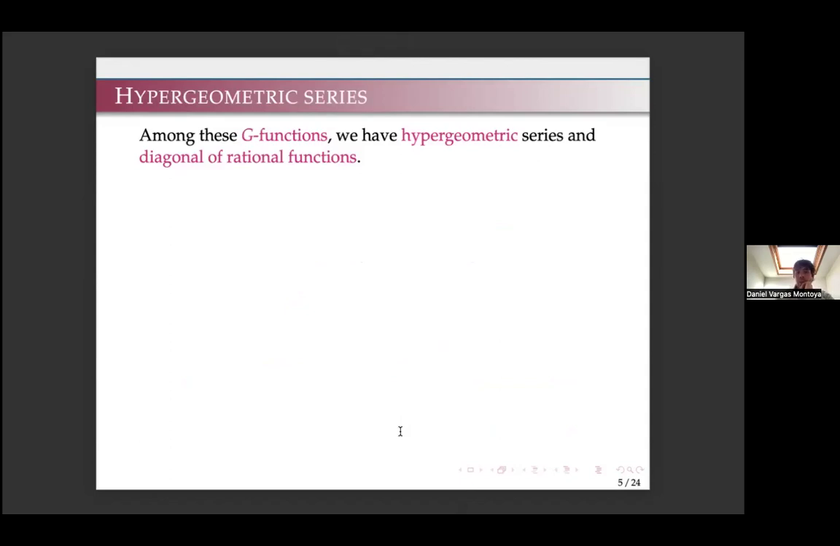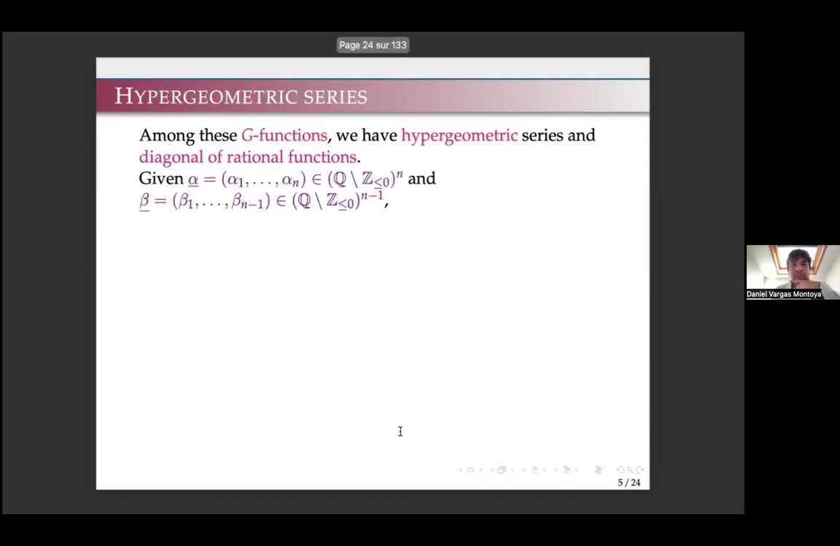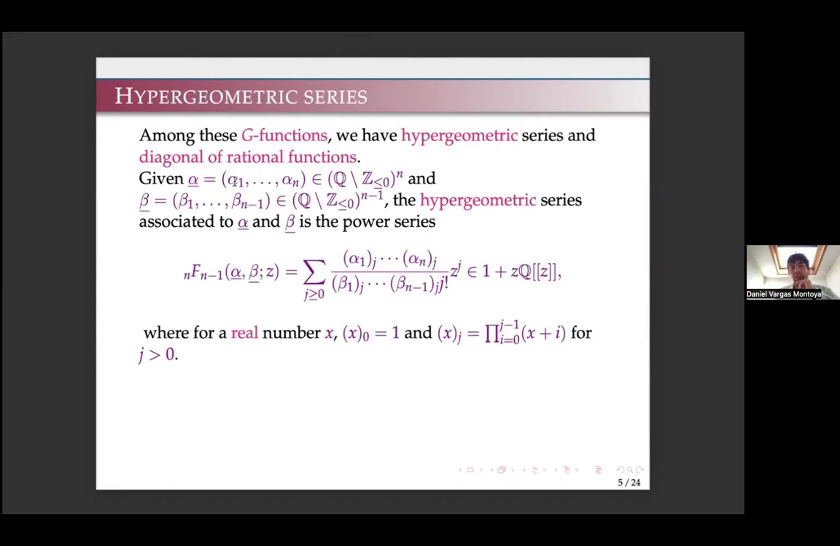So here is the definition of the hypergeometric series. Maybe you know this definition, but I'm going to recall it. We take two vectors alpha and beta with coefficients in Q, which are not negative integers. The hypergeometric series associated to alpha and beta is given by this expression, where this symbol is the Pochhammer symbol. This symbol is defined as follows: for a real number x, (x)_0 is 1, and (x)_g is the product from i=0 to g minus 1 of x plus i, for g bigger than 0. So that is a power series with coefficients in Q, and the constant term is 1.